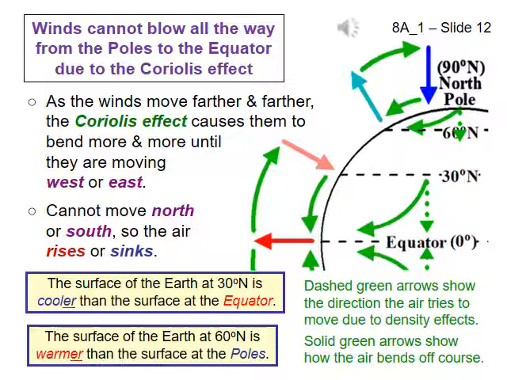The problem is that the farther the air travels, the more it turns off course and towards the west. At some point, the air is no longer heading north or south, and therefore it cannot make any more progress towards the equator. Instead, the air rises up at its current latitude. The air at 60 degrees north and south is not warm. Canada is at 60 degrees north, but it is warmer than the air at the poles, so its density is low enough to rise at this latitude.